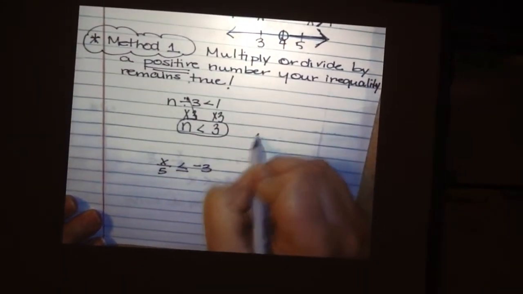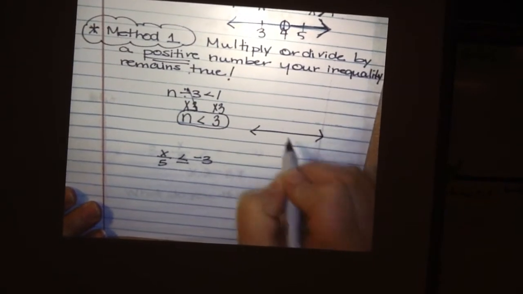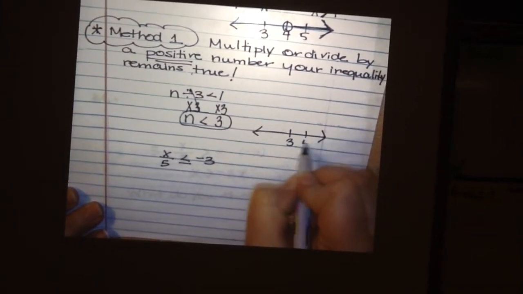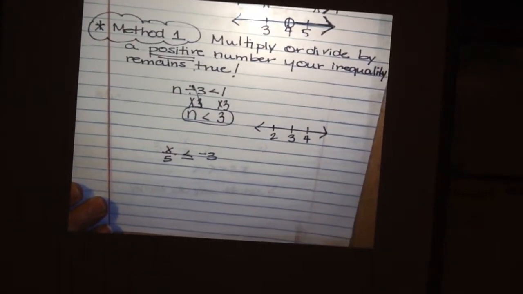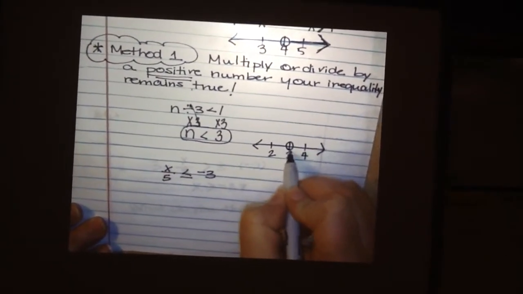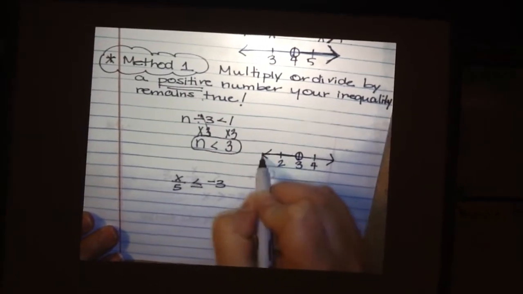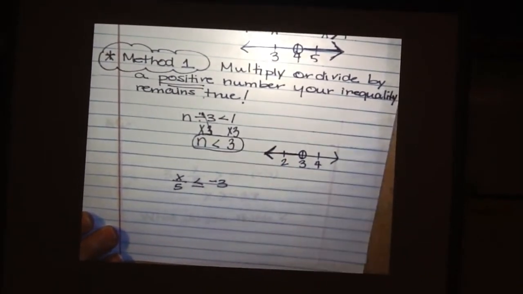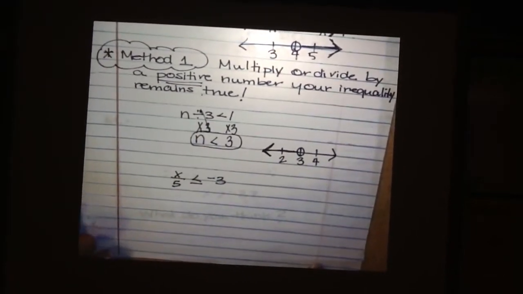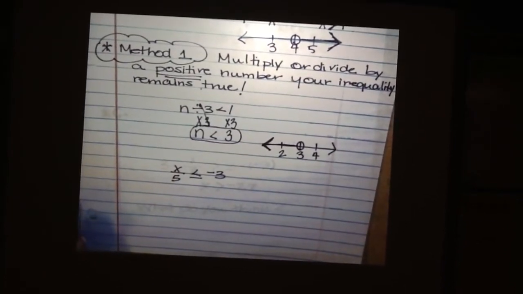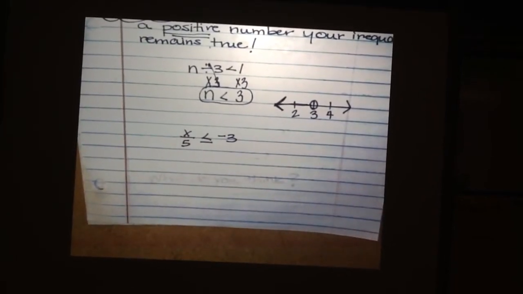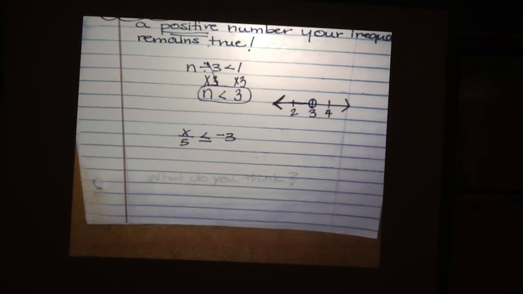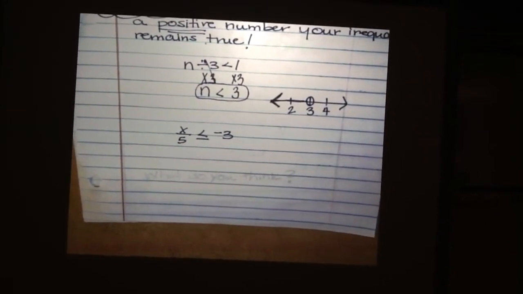If we were to graph it, we would have our graph to the side. I like to put numbers on both sides of my actual number that we're talking about. We have an open circle at 3 with our arrow to the left. Check to see how you did on that problem. And we have another division problem, but it's written a little differently. Okay, so it's written as a fraction this time. We have x divided by 5 is less than or equal to negative 3.